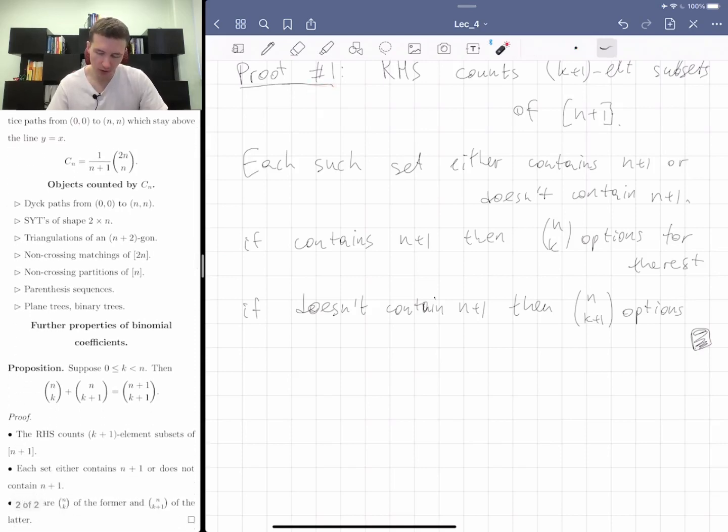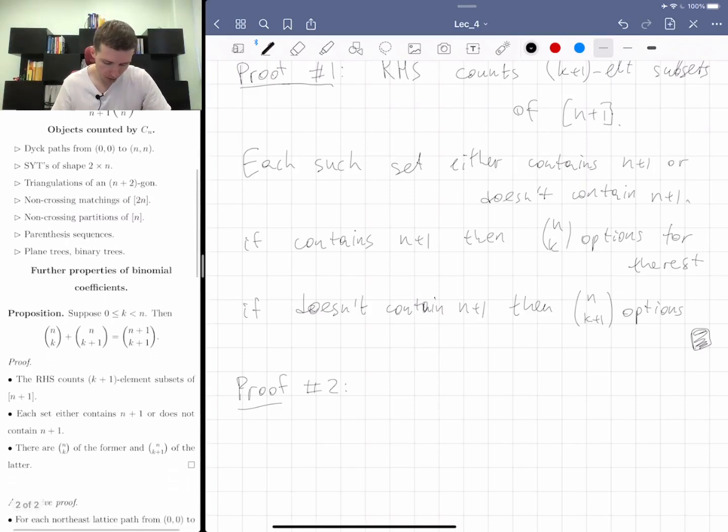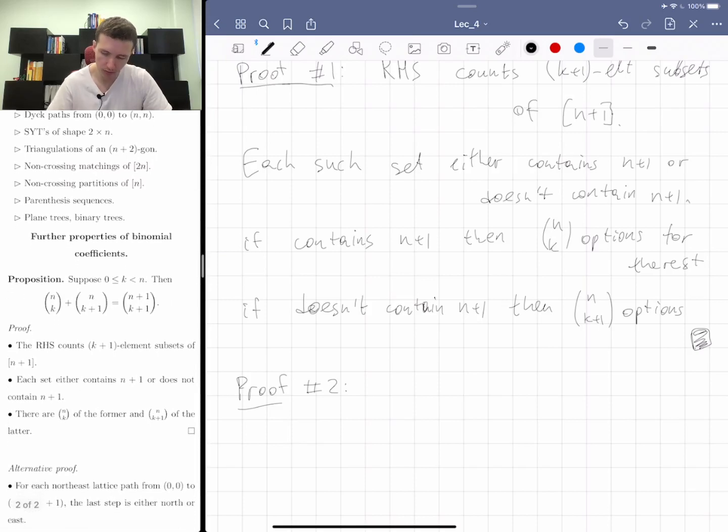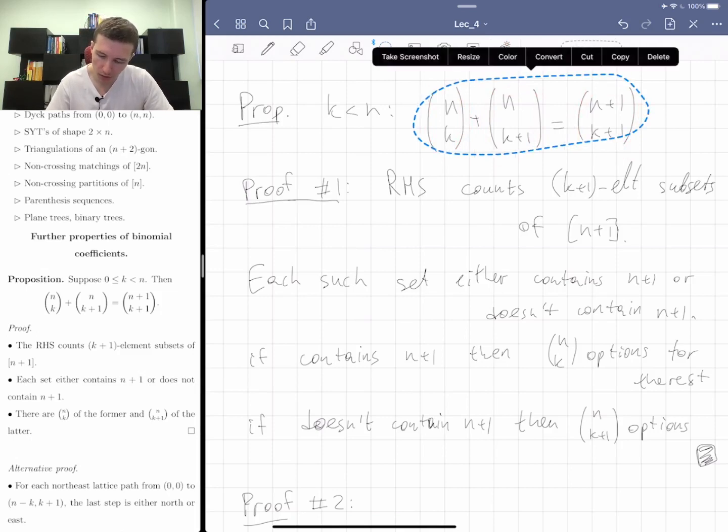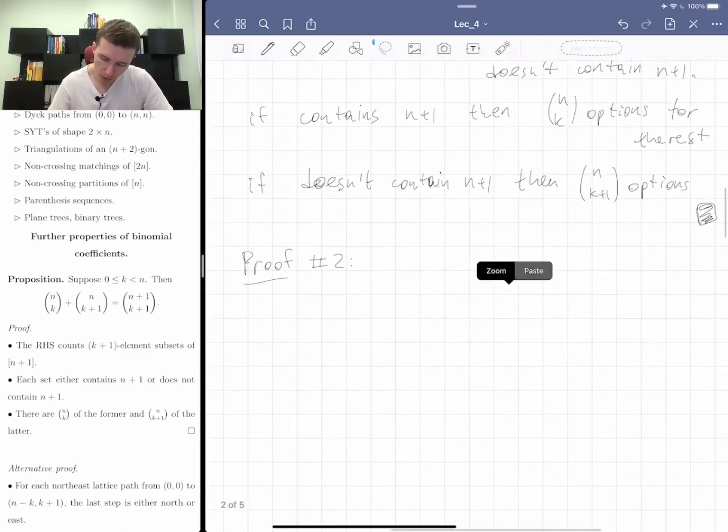The second proof is also going to be combinatorial, but it's going to use the geometric interpretation in terms of lattice paths. As one of you suggested at the last lecture, you can prove the lattice path interpretation using this identity. The idea is that each of these three terms counts some lattice paths. So let me try to copy the formula.